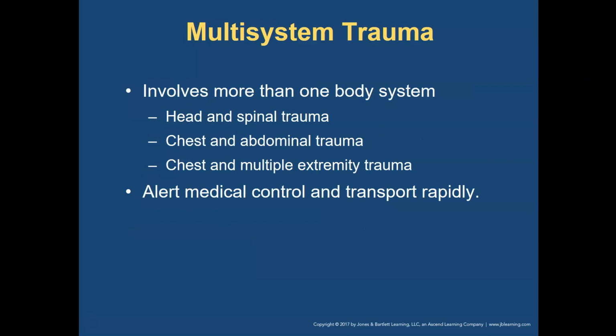Now, moving on to multisystem trauma. So more than one body system is involved here, and you see them listed: head and spinal trauma, chest and abdominal trauma, chest and multiple extremity trauma. So we're thinking about something big, right? We're talking about a big car crash or a big event. Lots and lots of energy, as we've talked about.